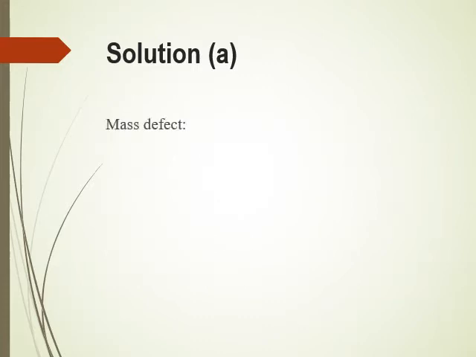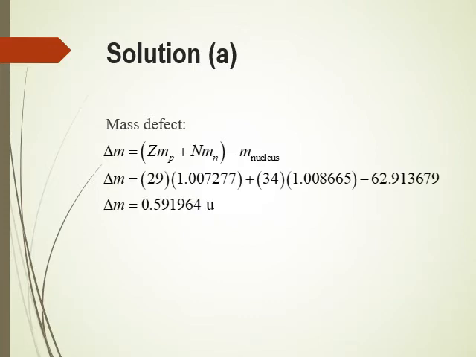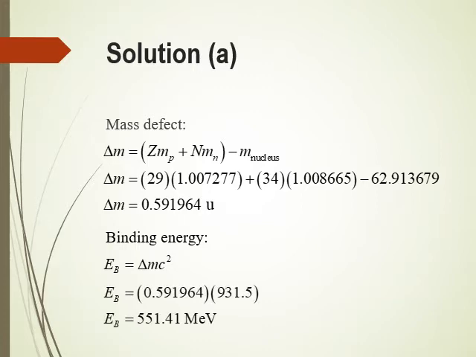Next, let's calculate the mass defect by using delta M equals ZMp plus NMn minus M nucleus. Substitute the values into the equation. Mass defect is equal to 0.591964 u. Now that you have the mass defect, we can proceed to binding energy. So binding energy is equal to delta M c squared. Substitute the values into the equation, and you will then obtain binding energy equal to 551.41 MeV.